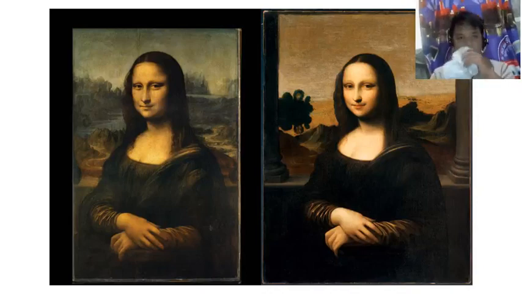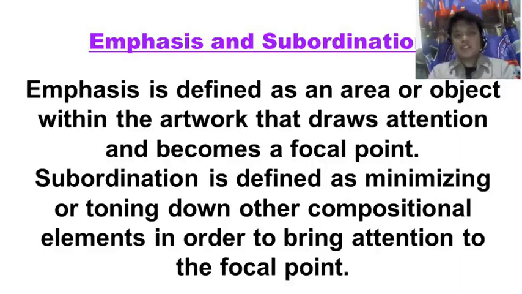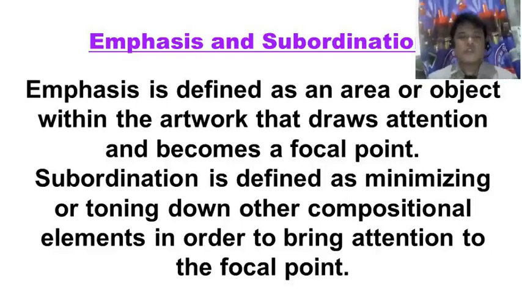Next, emphasis and subordination. Emphasis is defined as an area or object within the artwork that draws attention and becomes a focal point. So that is emphasis. Nala isa ka area na dadto nag dadto ang ato ang focus. And subordination, on the other hand, is somewhat like the opposite of it. It is trying to minimize or tone down other elements para iyahang mahatagan og focus ang isa ka gusto niya ipakita didto sa tuwa. So lahi sila ha. Emphasis, it draws attention padung didto isa ka area, while subordination, iyang gikwaan.